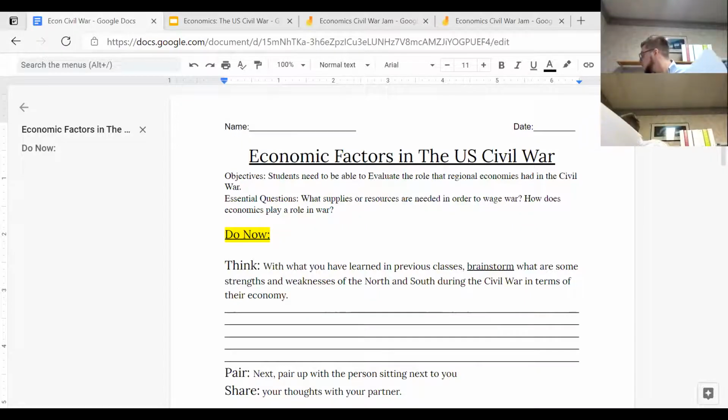Today we'll be going over the economic factors in the U.S. Civil War. So briefly, I'm going to screen share with you real quick. We're going to screen share our Do Now paper, and it's also going to serve as our classwork paper. One second, sorry about that. Do you see both me right now?